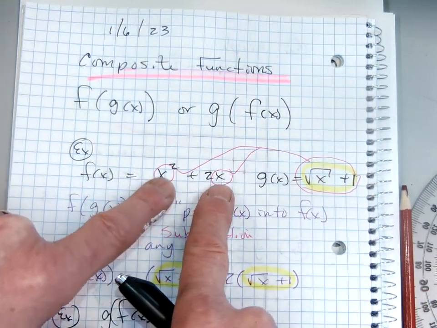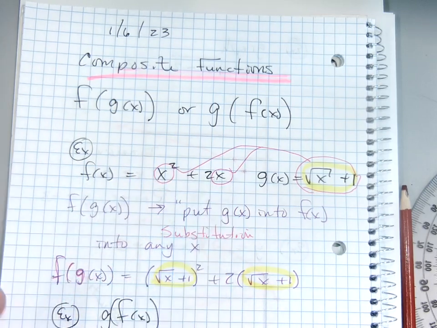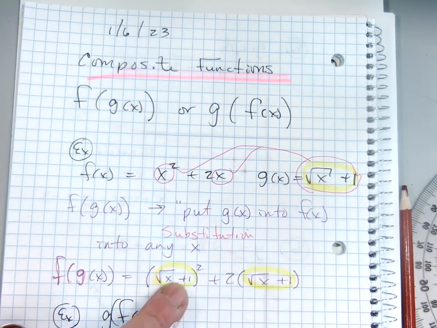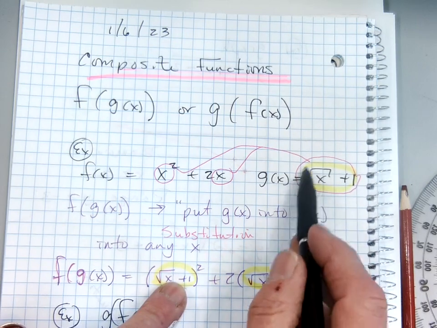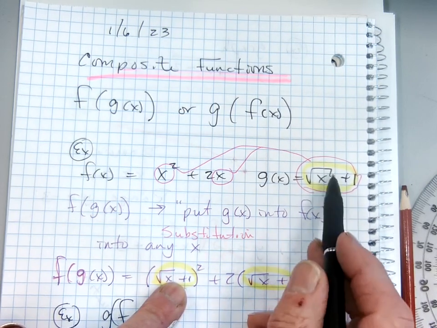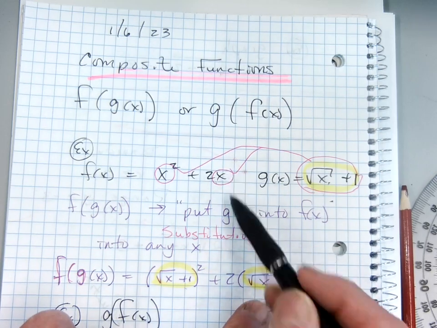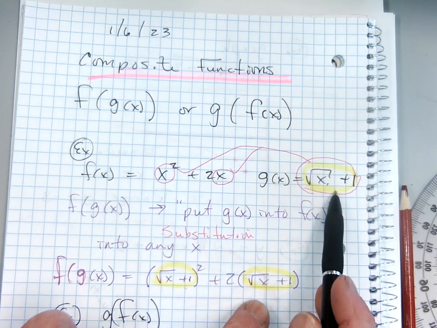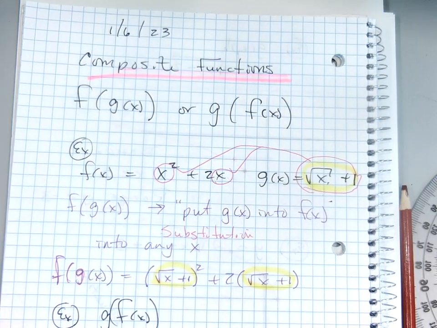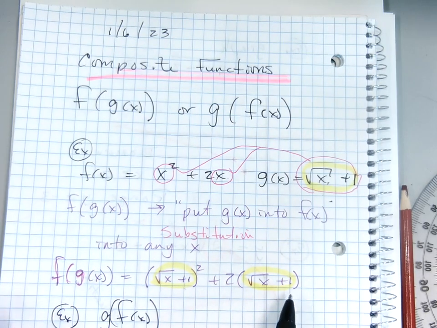And I put it into both x's, because I have to put it in for x, so I rewrite it. So instead of writing x squared, I wrote the square root of x plus 1, because that is g of x. And instead of writing 2x, instead of writing x, I wrote the square root of x plus 1. Okay? And then that's it. I just put one into the other.